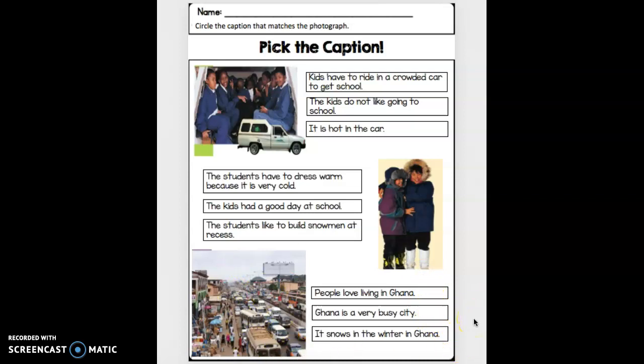And if you need any of them read again, go back in your video and listen to them again and circle the correct caption.